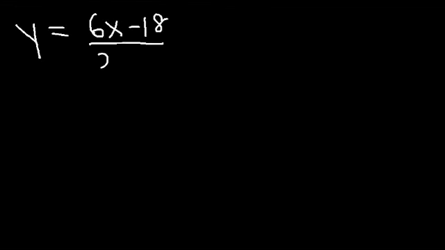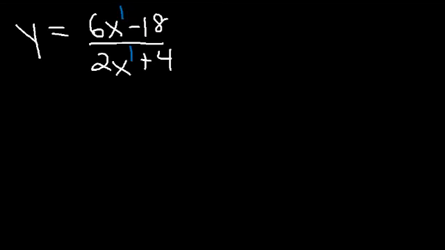Let's try another example. Consider the function y is equal to 6x minus 18 divided by 2x plus 4. So how can we find the horizontal and the vertical asymptote for this function? Notice that the degree of the numerator is the same as that of the denominator. Both are to the first power.